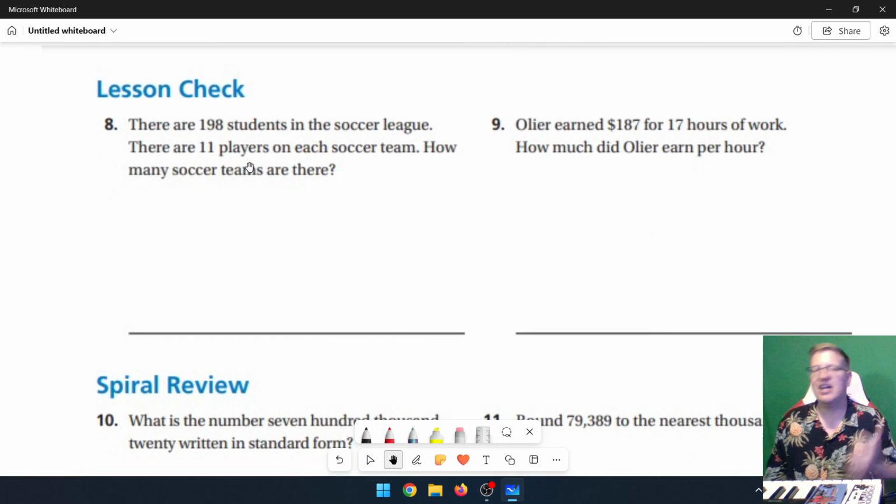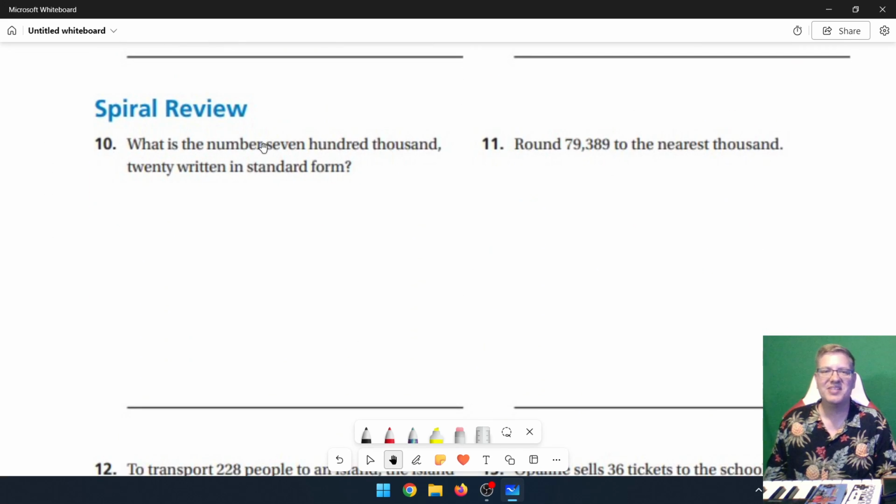Number 8, again, just make your picture. You can do your long division problem. Number 9, same thing. Make sure for your answer for number 9, you need a $ sign, okay? You need to write your unit for how many soccer teams for this one as well. All right? Number 10, standard form is writing using numbers. So we need to create the number 700,020 using numbers. Make sure to use all of your place values.